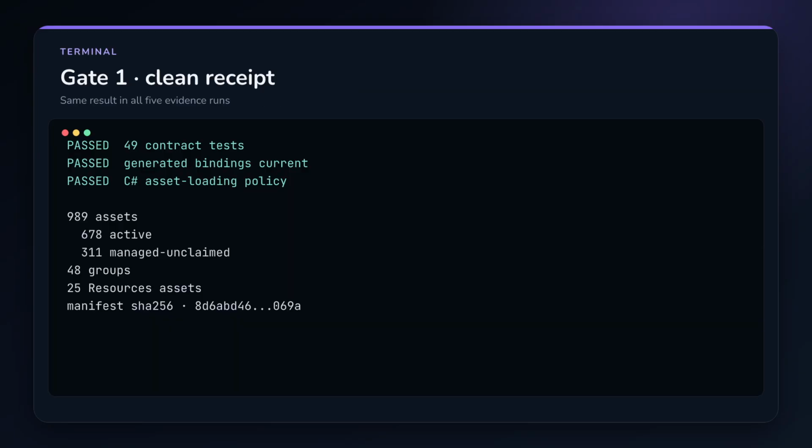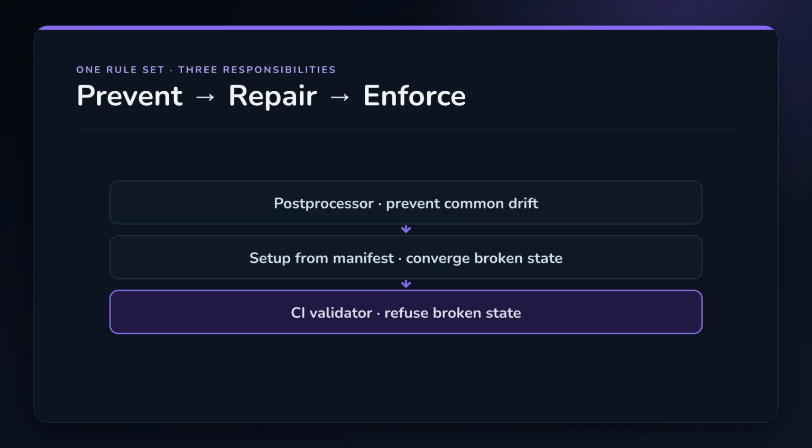In the clean run, 49 contract tests passed. The resulting list had 989 addressables entries in 48 groups. 678 were requested by today's demo configuration. The other 311 were not needed by the demo today, but we still check their Unity registration so they cannot silently drift. The same rules are used at 3 different moments for 3 different jobs.